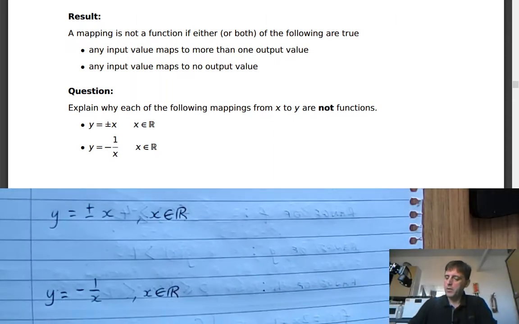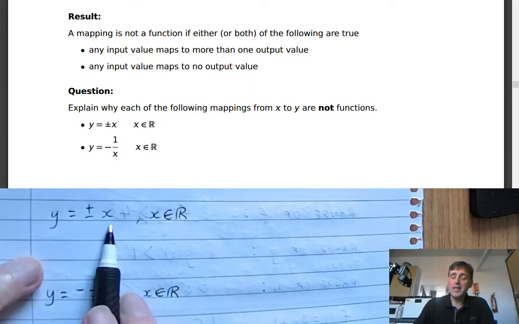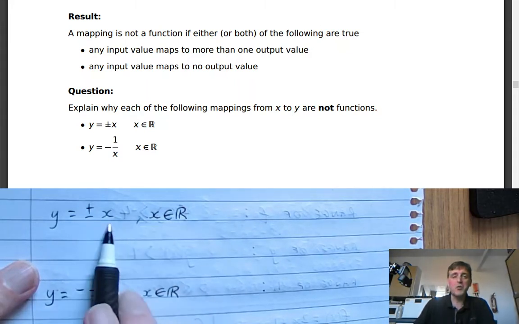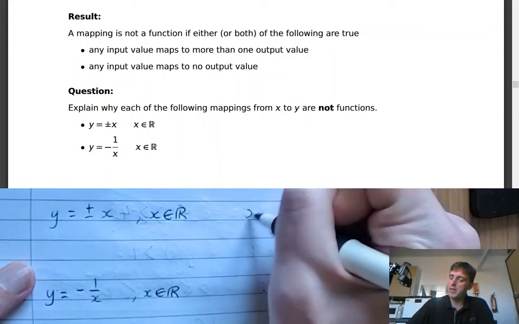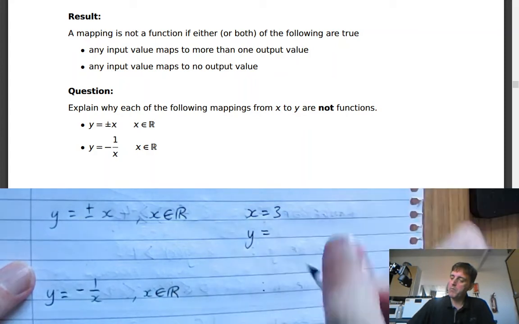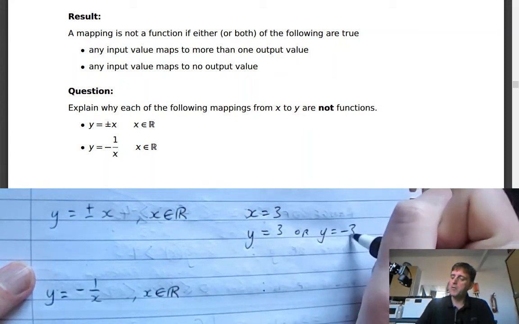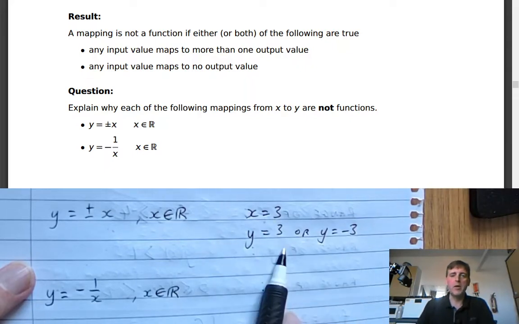Okay, so let's have a look and see what we could have been thinking of here. The first one here, I could pick any non-zero value of x I like, and I can see I'm going to get two values of y coming out. Let's show you an example. If x equals 3, then y would be 3, or y would equal -3. We've got a single input leading to more than one output, not a function. We don't call those things functions.